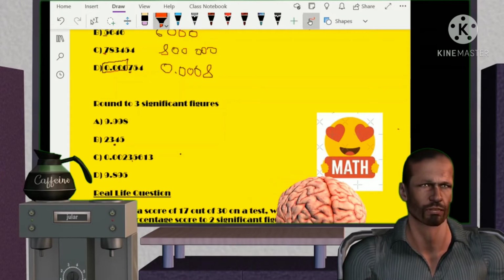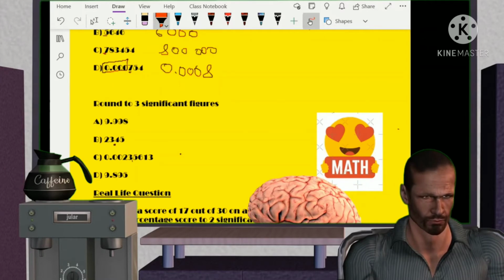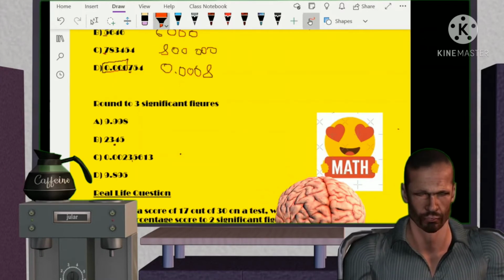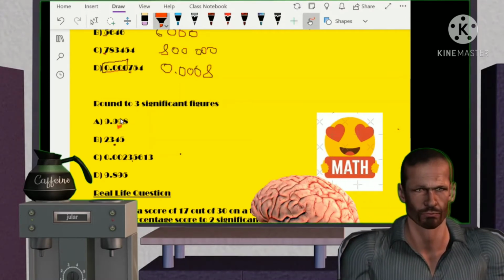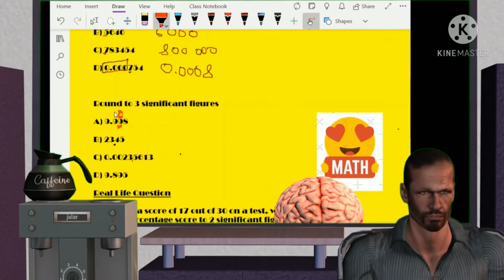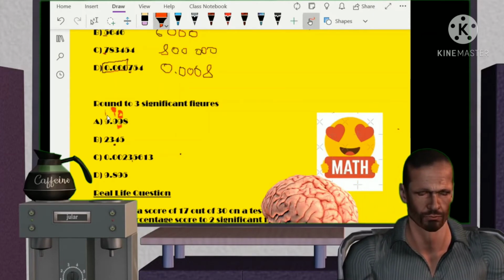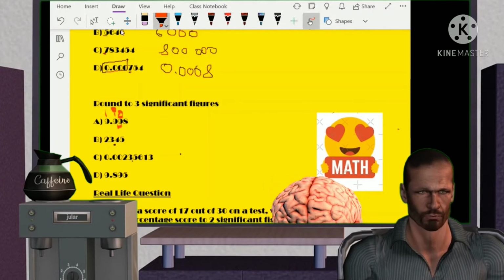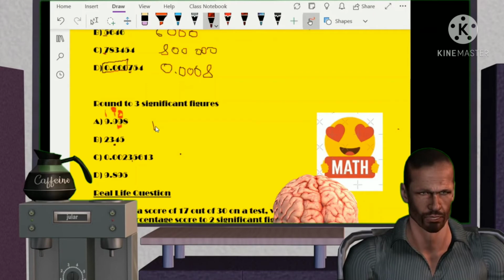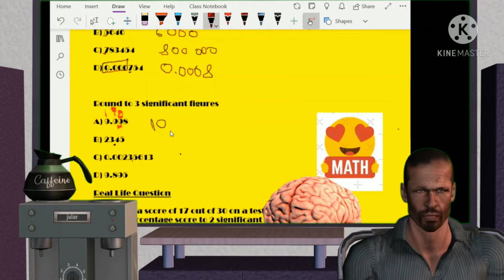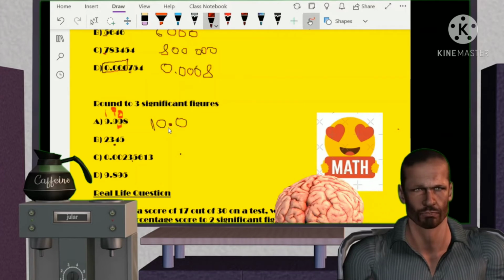To the right of 9, we have 8. Of course, 8 is greater than 5, so we're going to have to round up. So this 9 is going to become 10. So we're going to have to put a 0, carry the 1, but 9 plus 1 is 10 again. So we put a 0, carry the 1. So I'm going to end up with 10.0. Of course, this is 3 significant figures.